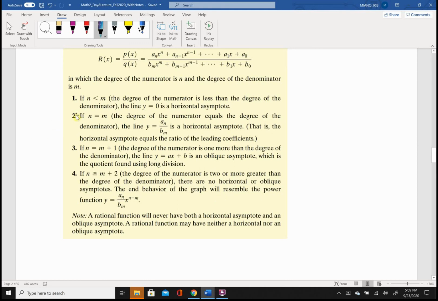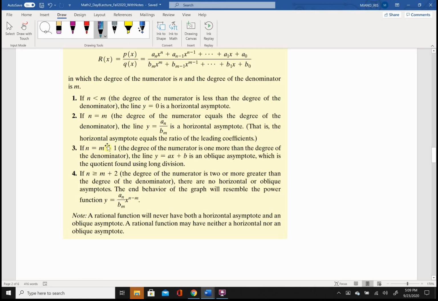Okay, here's the second scenario. You could have the degrees of your numerator and denominator polynomials that make up your rational function equal to each other, and when that's the case, you take the ratio of their leading coefficients, set that equal to y, and that is your horizontal asymptote. So in this second case, there is also no oblique asymptote. The asymptote is horizontal, and it is y equals the ratio of the leading coefficients in numerator over denominator specifically, okay?